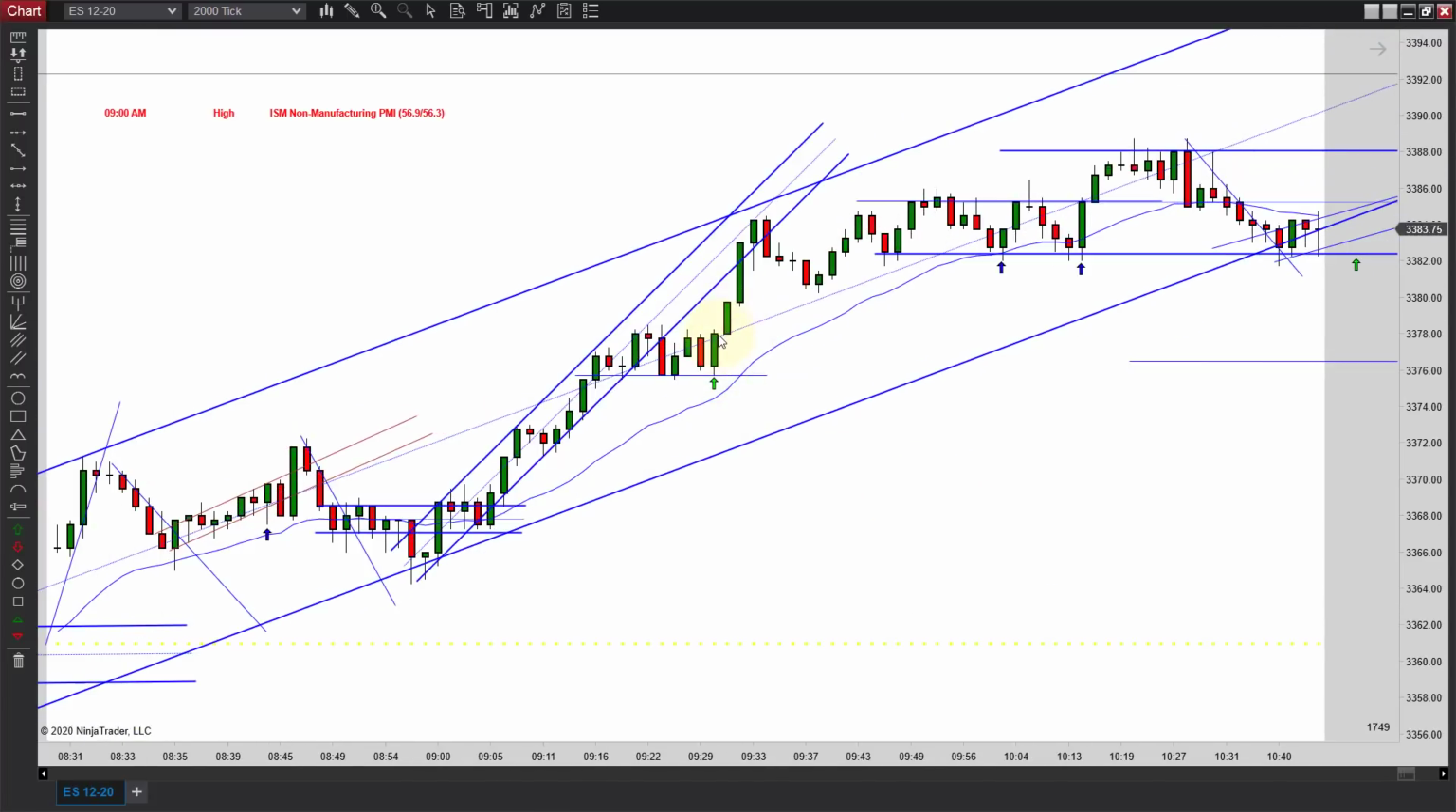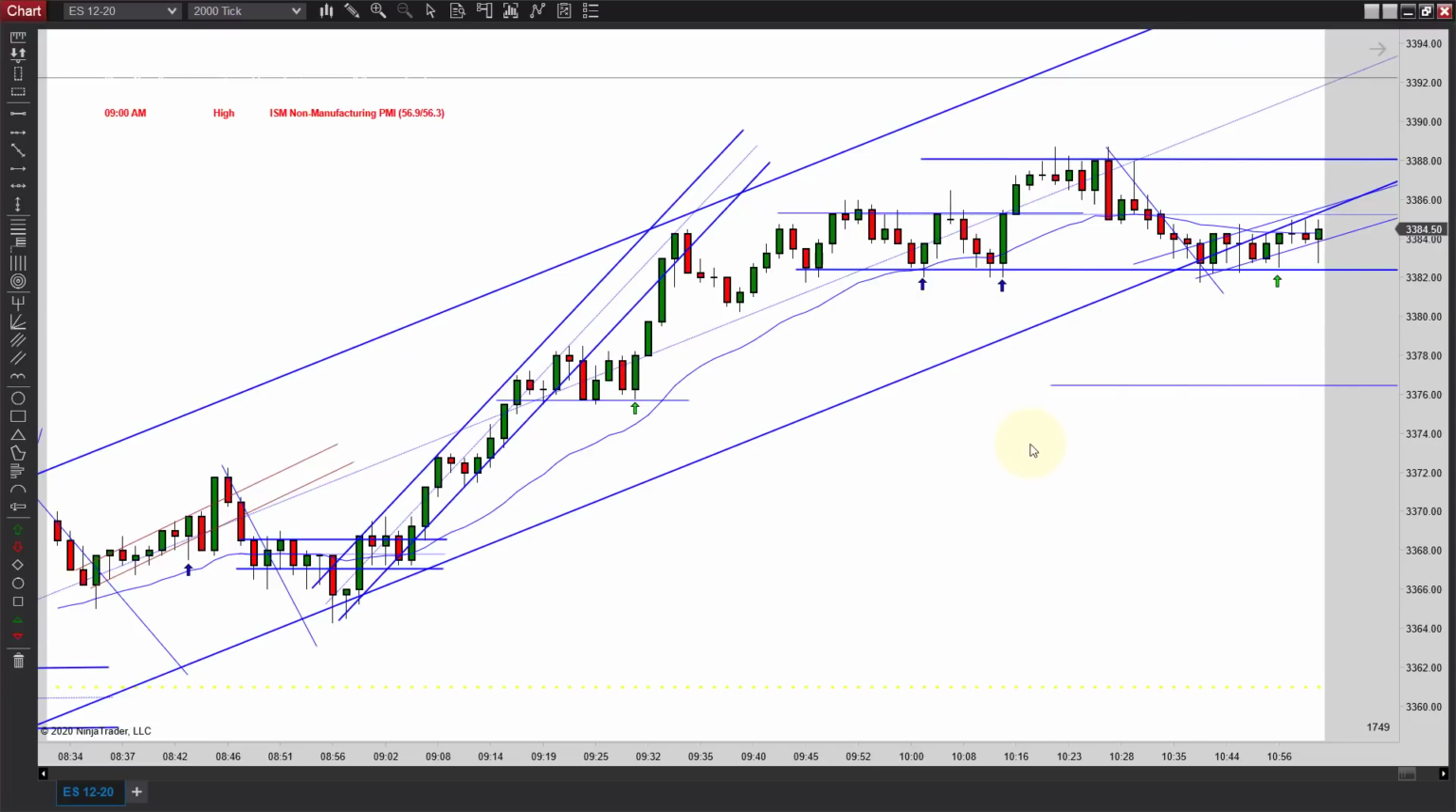It's probably going to trap some. You can tell it traps some traders because look how the momentum rockets up. And then when it runs out of all those stops, it starts losing momentum and going sideways again.